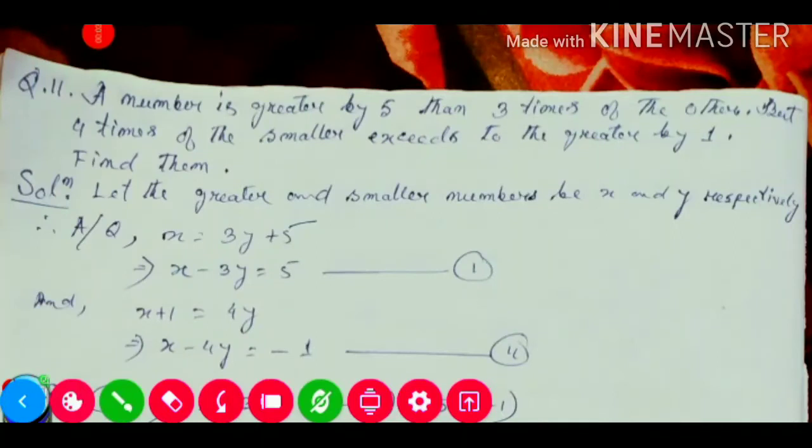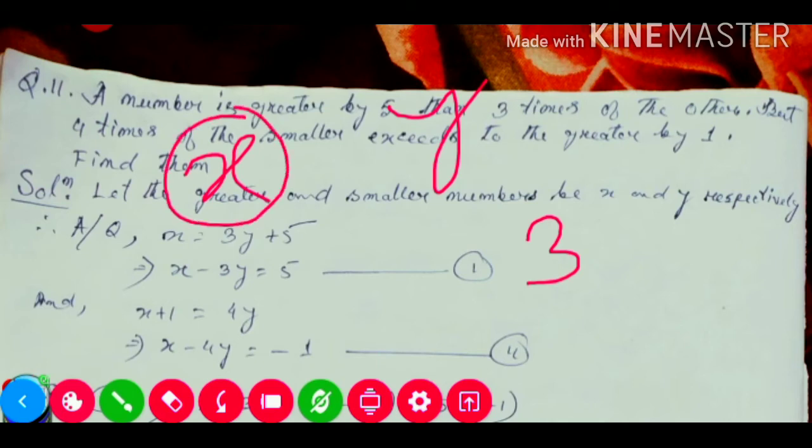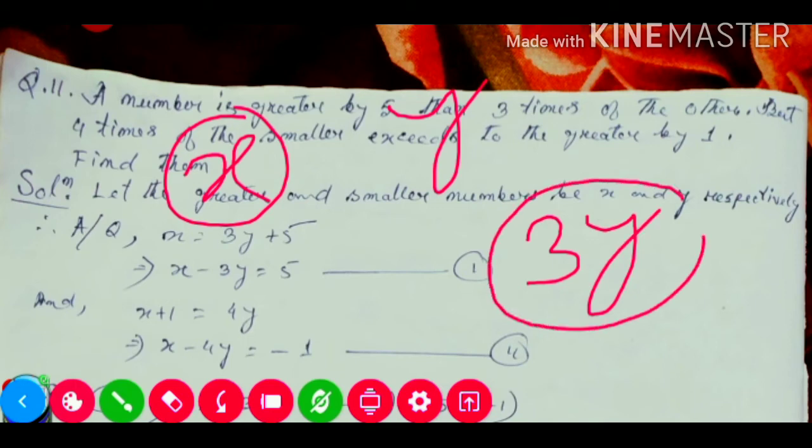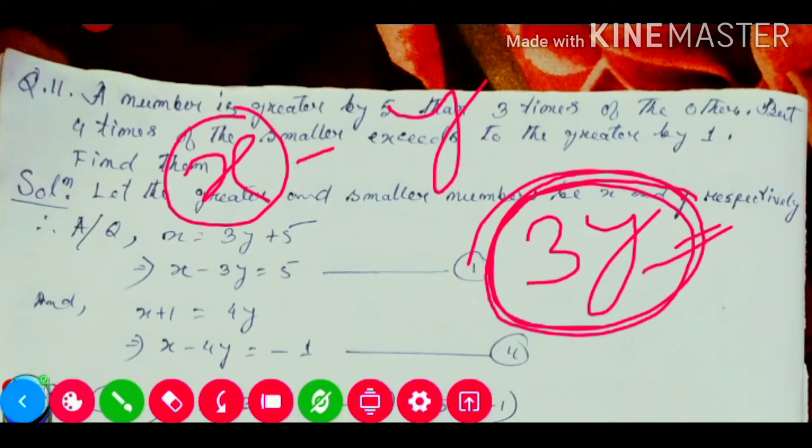Question number 11. A number is greater by 5 than 3 times of the other. Another number is there, and from this number we take 3 times. Suppose our greater number is x and smaller number is y. So this number is greater than 3 times the smaller number, that means 5 also more. If we make the smaller number 3 times, then this greater number will be 5 more than this number, that means plus 5.